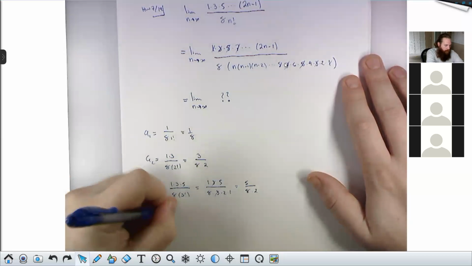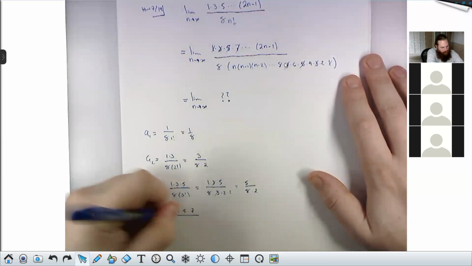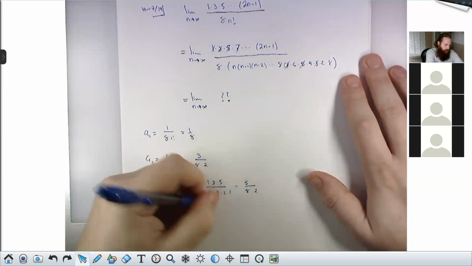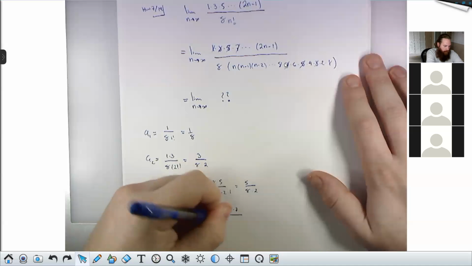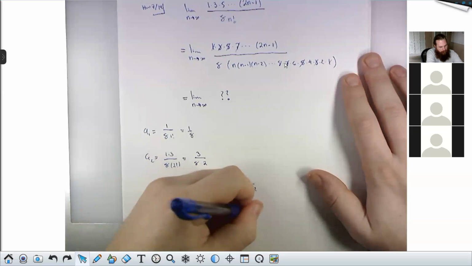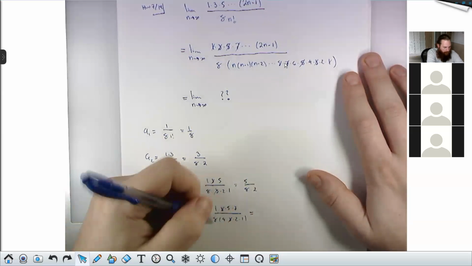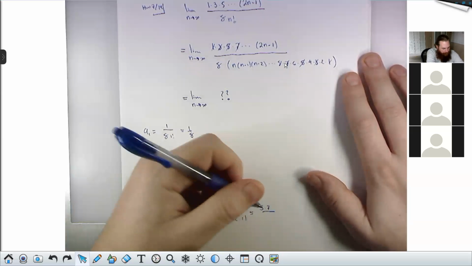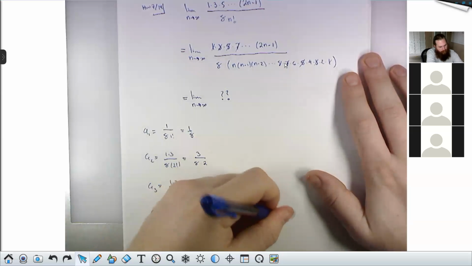a4 is 1 times 3 times 5 times 7 over 8 times 4 factorial, which is 1 times 3 times 5 times 7 over 8 times 4 times 3 times 2 times 1. And again, there's some cancellation. The 3's cancel. I don't have a 5 downstairs. I don't have a 7 downstairs. So this is 5 times 7 over 8 times 4 times 2.